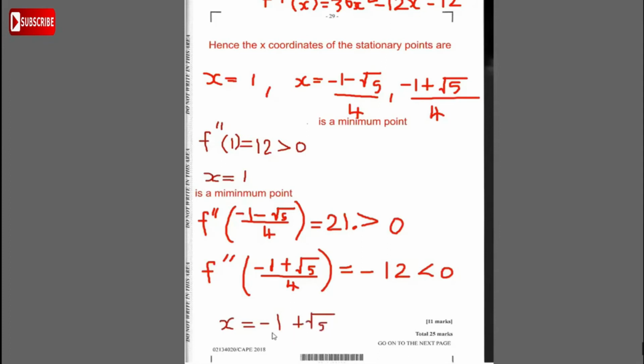Nice and easy. Nice. So this is a maximum point. Nice.